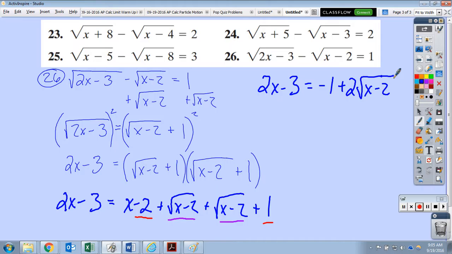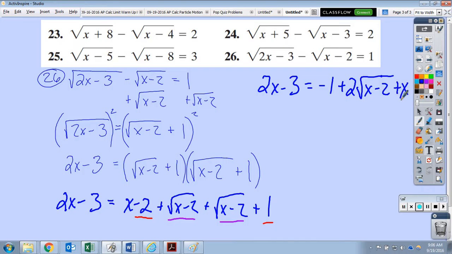Okay, so again, guys, I'm just combining like terms here. I'm not done yet. So I just want to make sure we're all comfortable that -2 plus 1 is in fact -1. And the square root of x minus 2 plus the square root of x minus 2 is 2 of those. So 2 square root of x minus 2. And we still have this x. So that's still there. That didn't go anywhere.